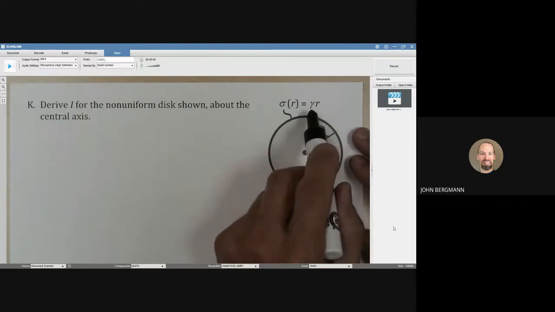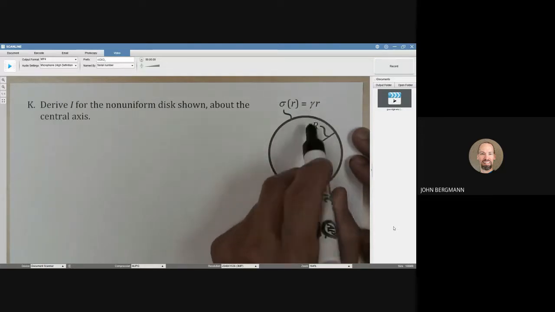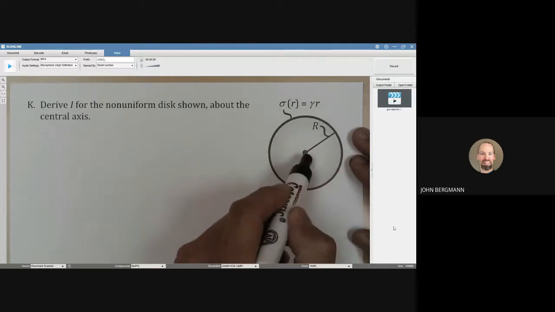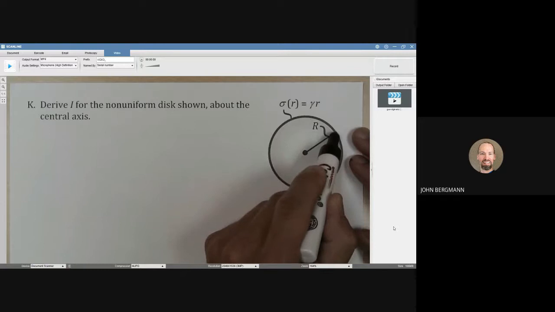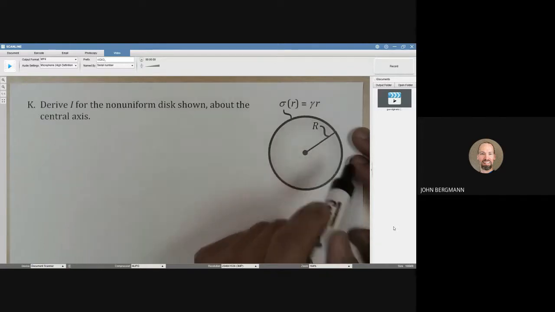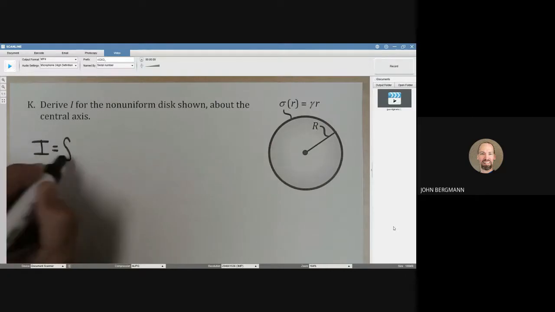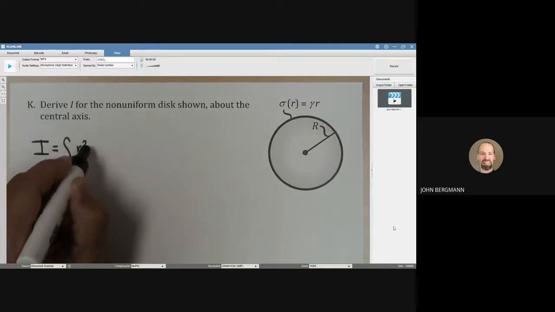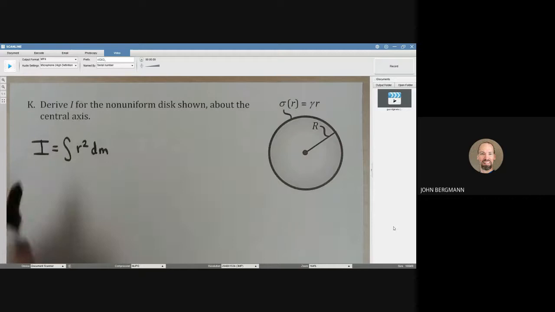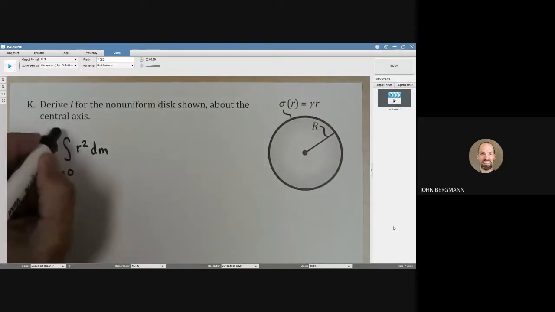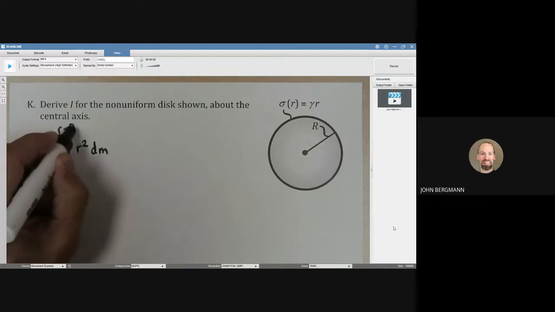The mass density right at the center would essentially be 0, because little r would be 0 there, and it would be maximized here on the outer edge. We want to find this moment of inertia. Let's use the definition and see where it leads us. Clearly, we're going to need to integrate from little r equals 0 to little r equals big R.